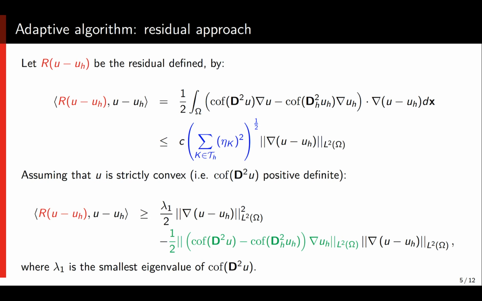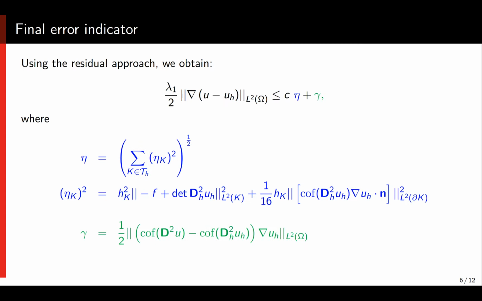So when we wrap up everything together, we see that the gradient of the error will be bounded by two terms. The one in blue, that is a classical one, comes from the residual, and the residual has one part on each triangle, plus one part composed by the jumps on the internal edges. And the second term in green is this gamma. This comes from the approximation of the second derivative that is theoretically more complicated to estimate.